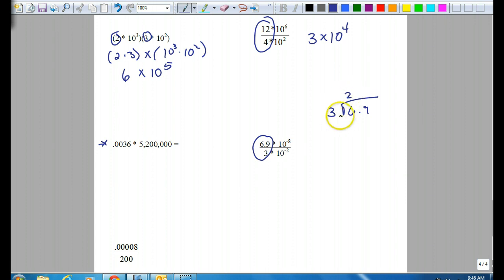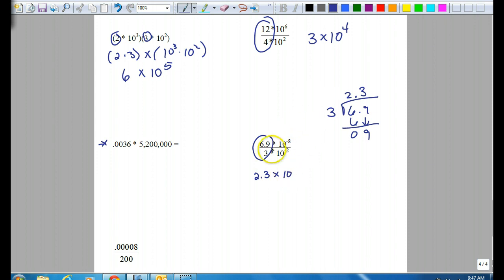Twice. 2 times 3 is 6. Okay, now I'm going to bring down the 9 because this is 0. How many times does 3 go into 9? 3 times. Where does that decimal go? It goes right here because it's right above it, okay? So this is going to be 2.3 times 10.